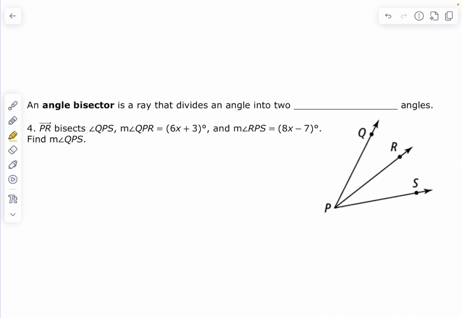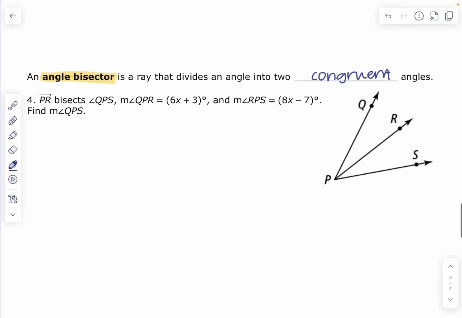All right, some more vocabulary. An angle bisector is a ray that divides an angle into 2 congruent angles. And recall from class the other day that congruent means equal. All right. So it says that ray PR bisects angle QPS. The measure of angle QPR is 6x plus 3, and the measure of angle RPS is 8x minus 7. Find the measure of angle QPS.